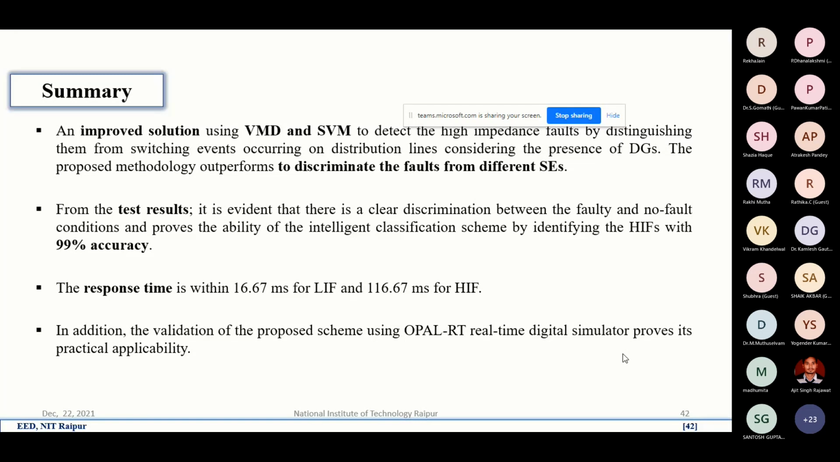So clearly, the proposed methodology discriminates the fault events from the different switching events, and the offered accuracy is greater than 99%. The response time to detect the low impedance fault is within one cycle, whereas in the case of high impedance fault it is 116.67 milliseconds. The validation of the performance of this scheme in real time has also been achieved using the OpalRT digital simulator, which confirms its practical application in real time in the field.